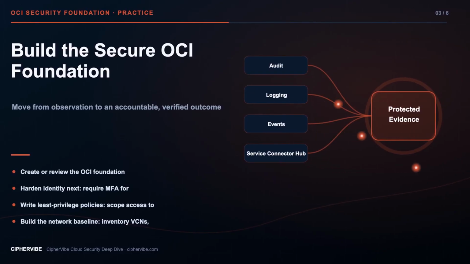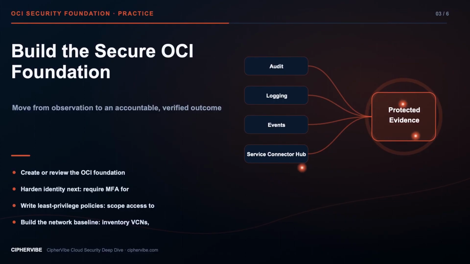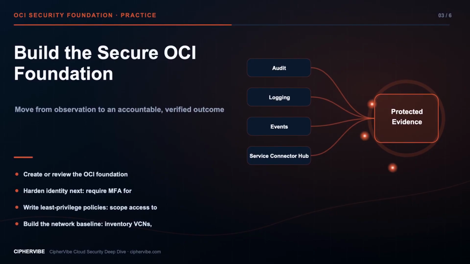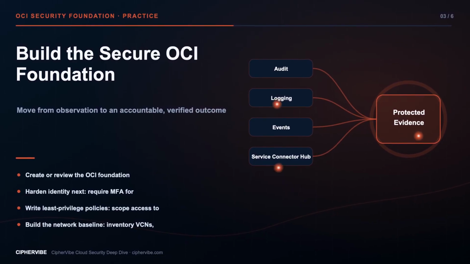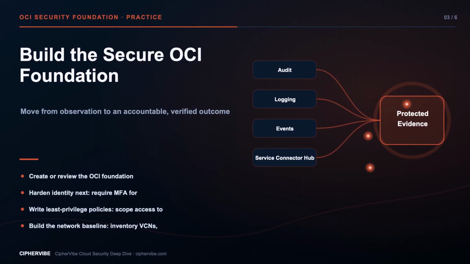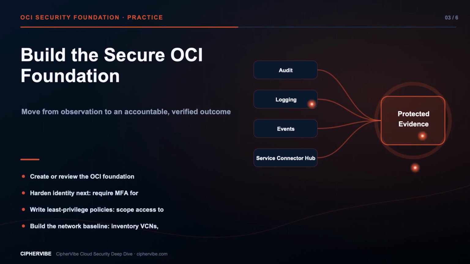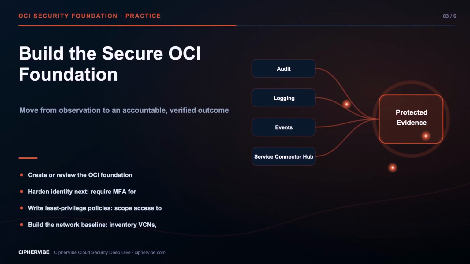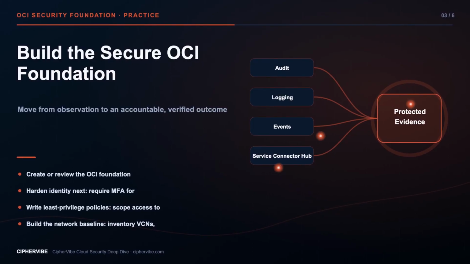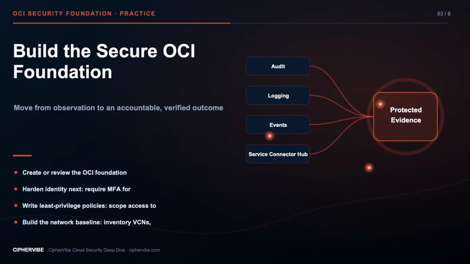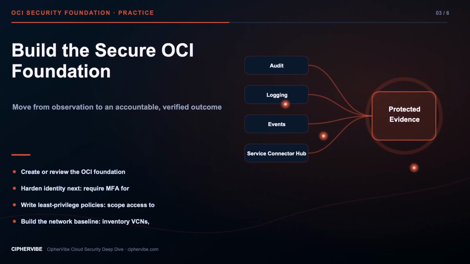Third, write least privilege policies. Scope access to compartments. Avoid broad manage all resources statements, separate inspect, read, use, and manage permissions, document policy intent, and review inheritance from the root compartment. Fourth, build the network baseline. Inventory VCNs, subnets, public IPs, internet gateways, NAT gateways, service gateways, route tables, security lists, NSGs, load balancers, bastions, and private endpoint patterns.